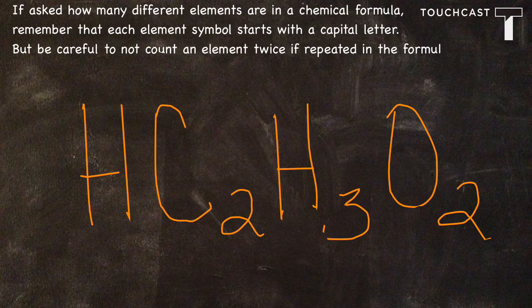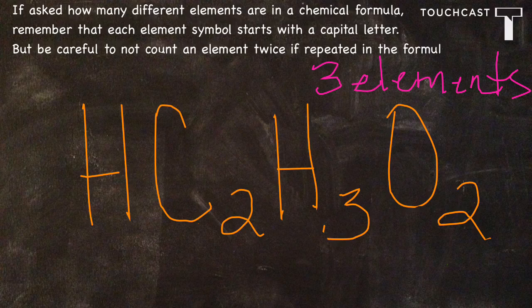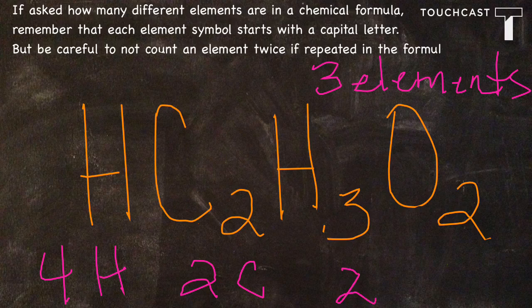If asked how many different elements are in a chemical formula, remember that each element symbol starts with a capital letter. But be careful to not count an element twice if repeated in a formula. In HC2H3O2, we have 3 elements. We have 4 hydrogen, we have 2 carbon, and 2 oxygen.